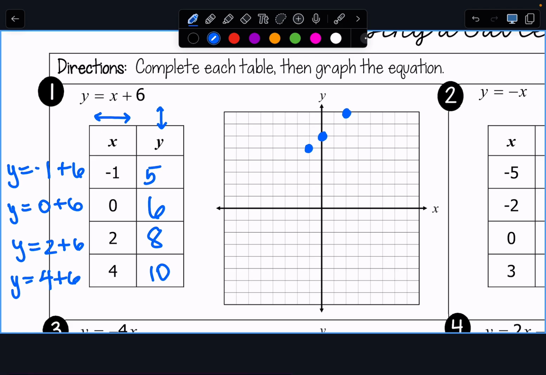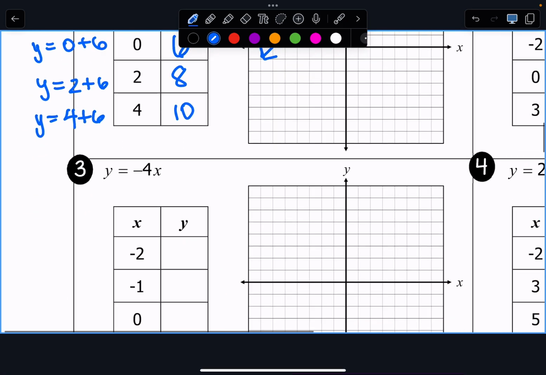But now we know that these 4 points make a line. So I need you to connect them with a line and put the arrow at both ends, signifying, hey, this line goes on forever. Okay, that is it. So you need to be able to do 2 things. You need to be able to plug in a number. You also need to be able to plot points. That's it.